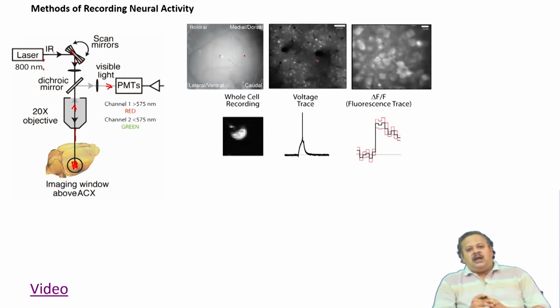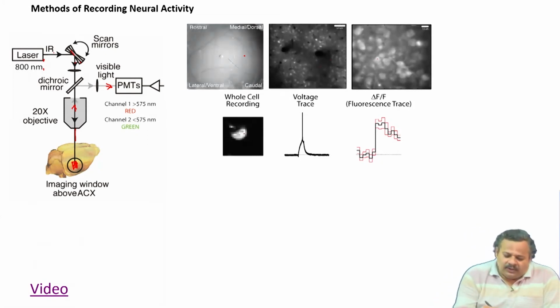cleaner, in the sense that we do not have to inject the dye into the brain, but they are already expressing in the transgenic mice. Or they are injected and the neurons are transfected by virus that allows us to express these proteins in the neurons. So how does this all work?